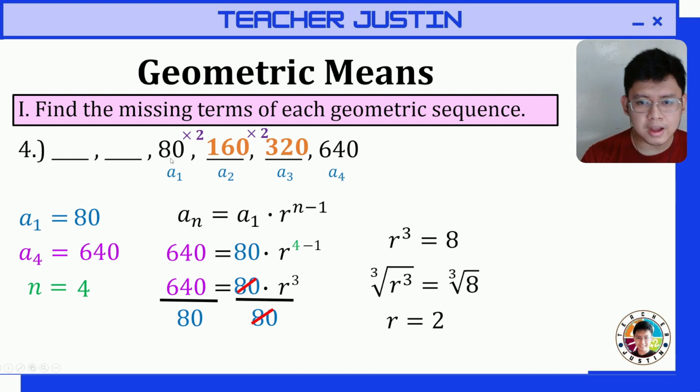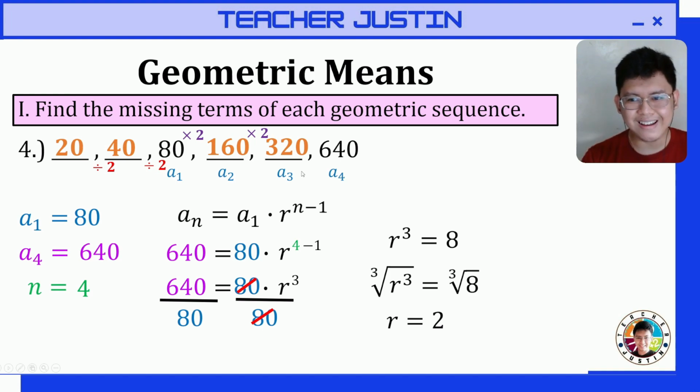Now, paano natin makukuha yung nasa left side ni 80? Kung papunta tayo sa right side, nag-multiply tayo by 2, if we're going to the left side naman, gagawin natin yung opposite ng ginawa natin sa right side. So, kung nag-multiply tayo dito, magde-divide tayo sa left side. So, 80 divided by 2, that will give us 40. Tapos, 40 divided by 2, that will give us 20. And that will complete our geometric sequence.